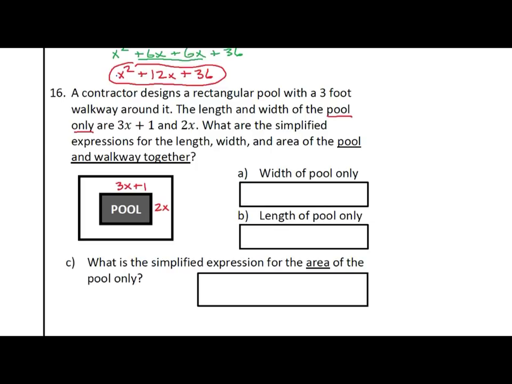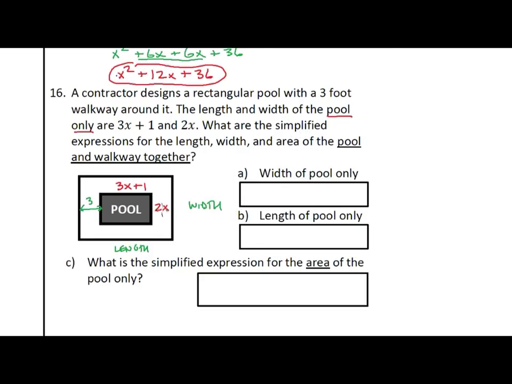And now we're going to go ahead and label this. We know that this walkway is going to be 3 feet across everywhere. So when you talk about width and length of the pool, you can choose either one of these as the width or the length. I'm going to say the length we're going to use is going to be this one, 3x plus 1. Let's call this the length. And let's call this the width. You could flip those around and your answers are going to be the same when you get down to letter C, the area expression.